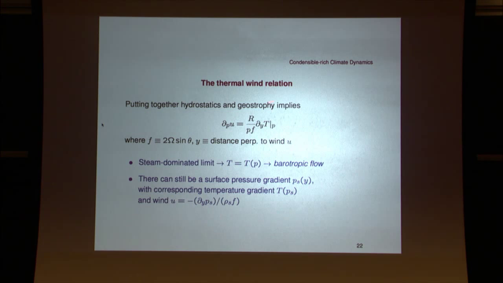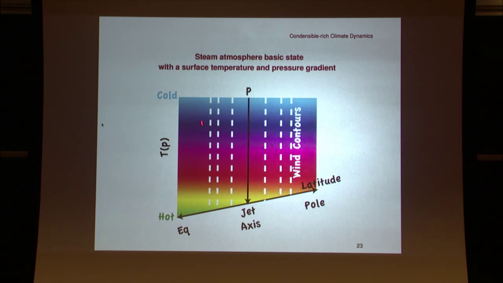But you can still have a surface pressure gradient because the surface is not an isobar. So you can have a surface pressure and temperature gradient. If this is a pressure coordinate here, your surface is actually tilted. So if you have a differentially heated planet, it can still be hot at the equator and cold at the pole. But we find that surface temperatures tend to relax towards pretty uniform too.